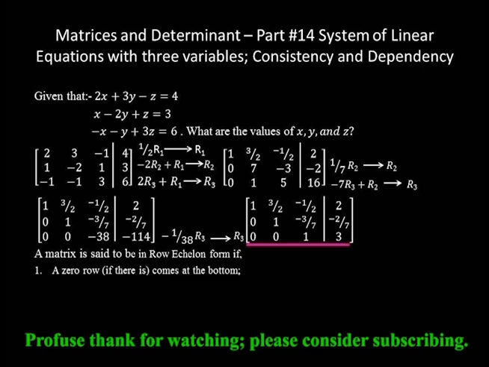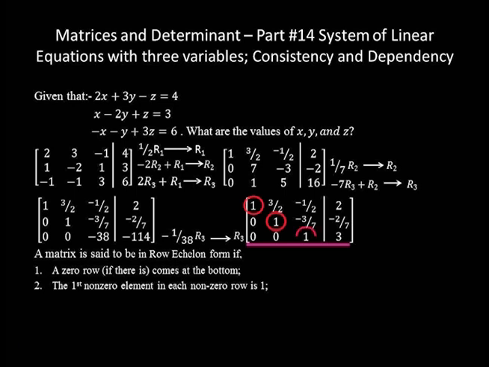The second requirement: the first non-zero element in each non-zero row is 1. In this augmented matrix, the first non-zero element of row 1 is 1. The first non-zero element of row 2 is 1. And the first non-zero element of row 3 is also 1. Meaning, this augmented matrix fulfills the second requirement.